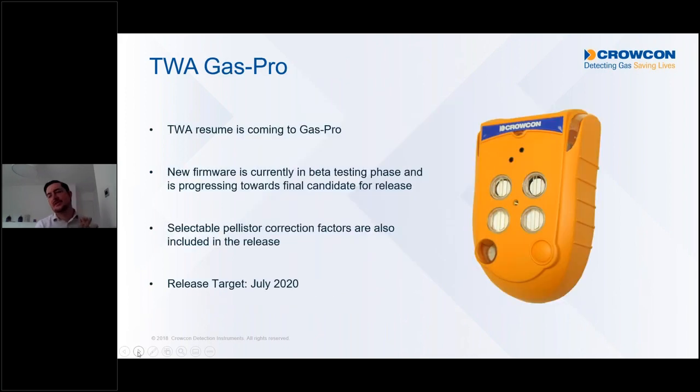It's been so well received on T4 that we're bringing it to Gas Pro. We have new firmware, which is currently in beta testing phase, and it's progressing towards a final candidate for release very nicely. We aren't having any problems so far, so we're really excited to add this extra functionality into our Gas Pro. We're also putting selectable pellister correction factors into this same new firmware release. Our target's July. So come July, the TWA Resume compatible product family is growing with an exciting new addition.